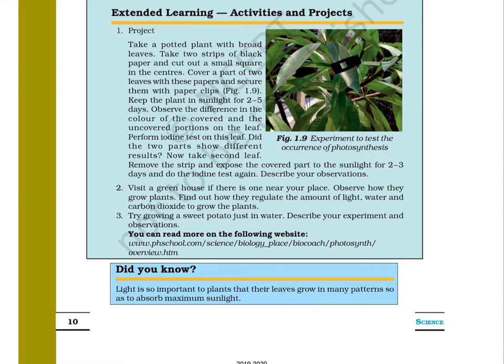Figure 1.9. Experiment to test the occurrence of photosynthesis. In this picture, there are lots of leaves. One of them is covered with a clip. 2. Visit a greenhouse if there is one near your place. Observe how they grow plants. Find out how they regulate the amount of light, water, and carbon dioxide to grow the plants.